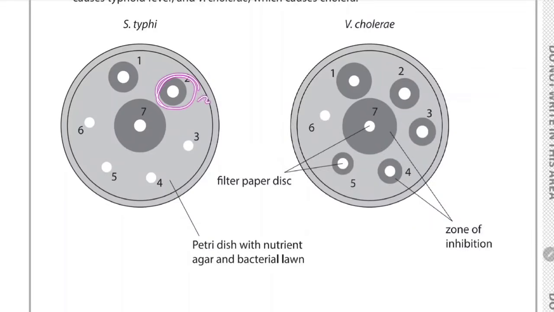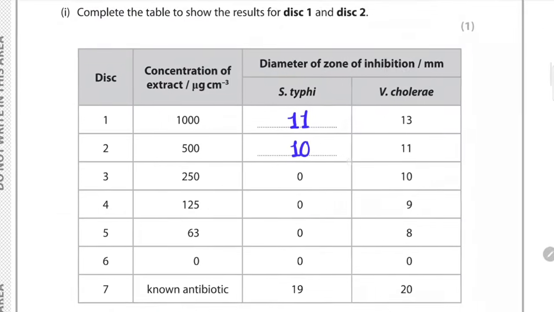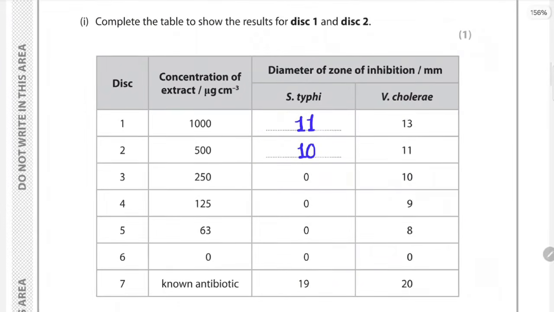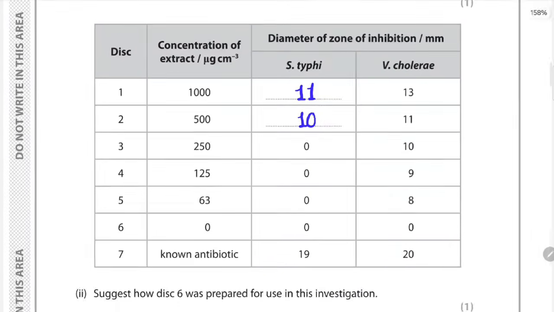And for number 2, which looks relatively less than number 2 here, so I'm going to choose a smaller number than 2 in V. cholerae. What is a smaller number? It would be 10. Suggest how disc 6 was prepared for use in this investigation.